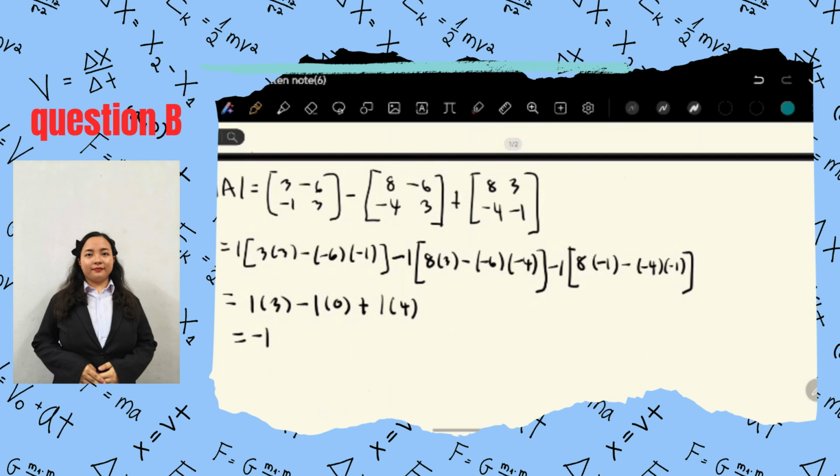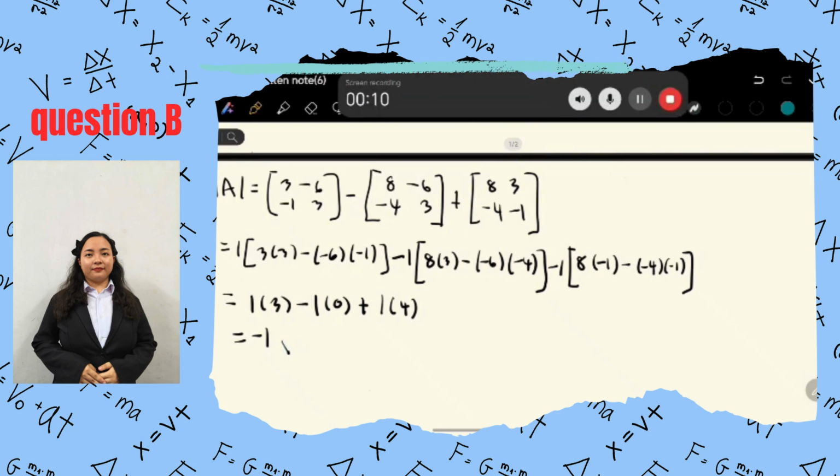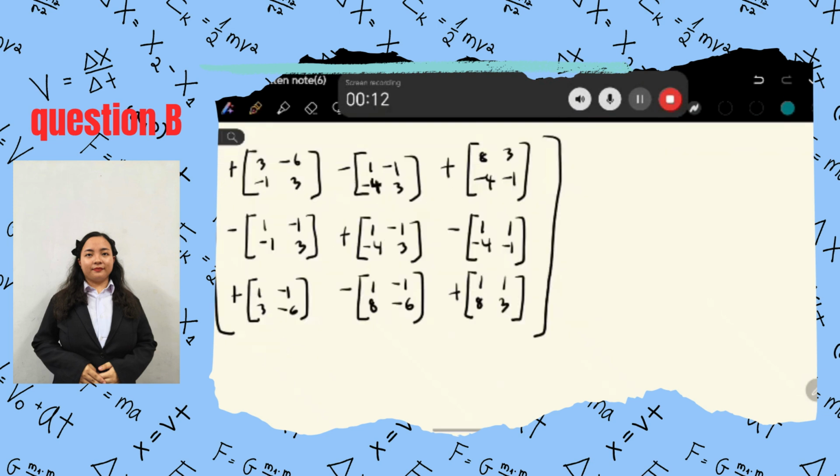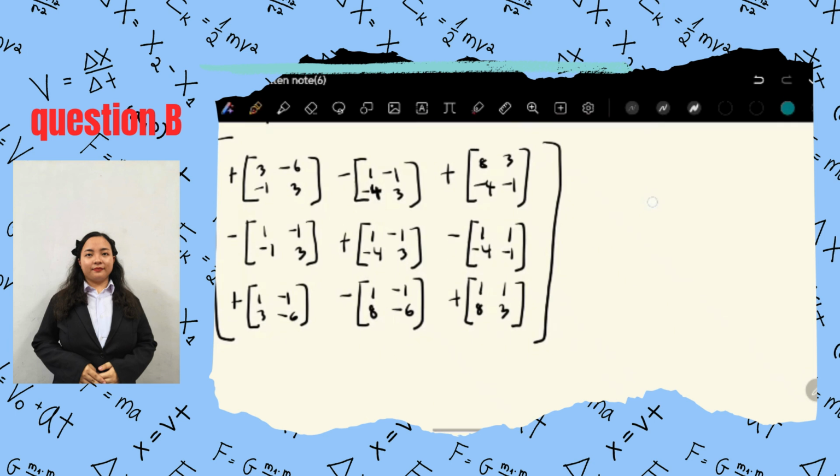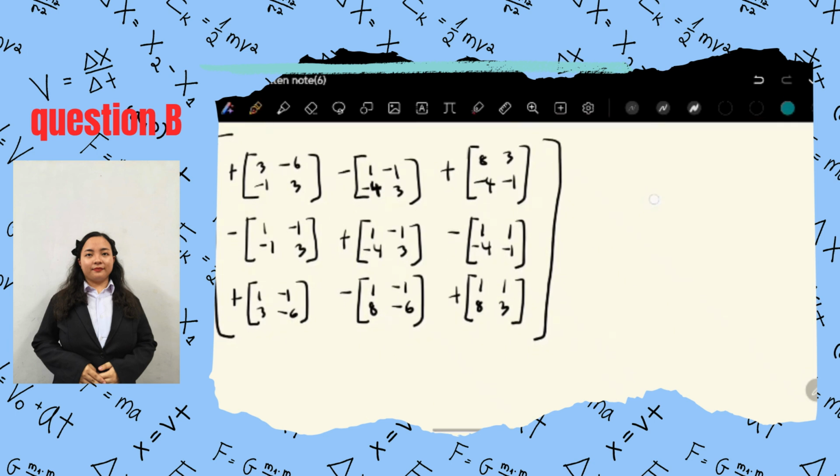So the answer is negative 1. So next, after we find the determinant, we need to find the common factor for C.